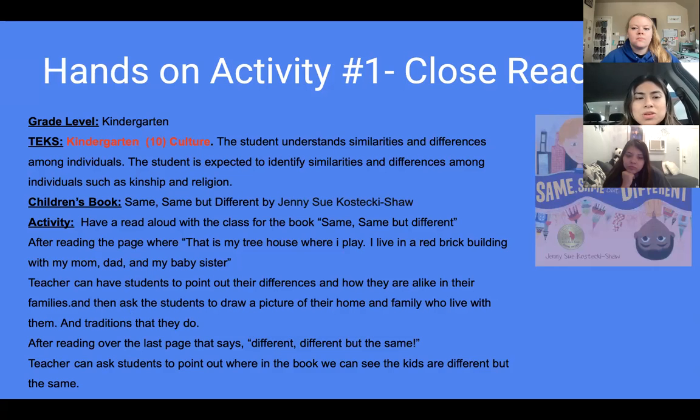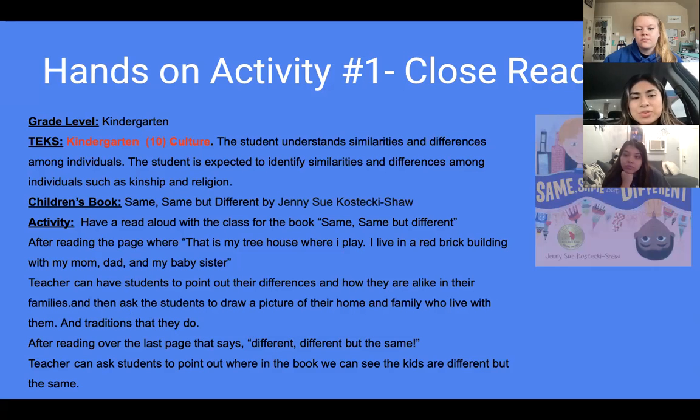And so a teacher can have their students point out their differences and how they are alike in their families, and then ask the students to draw a picture of their home and the family who live with them and the traditions that they practice. So it'll be something similar to going back to the book, doing something similar to it.